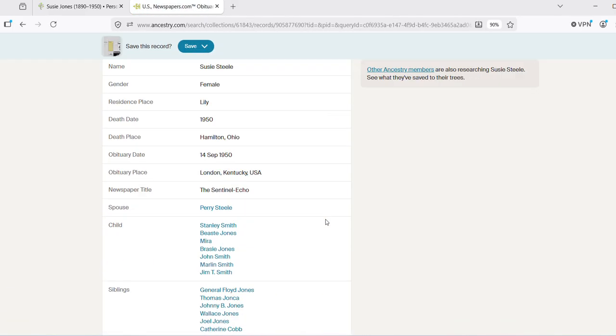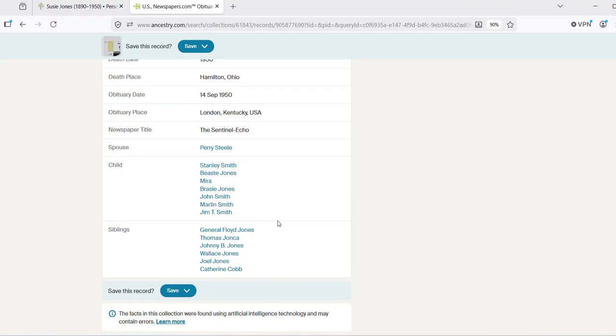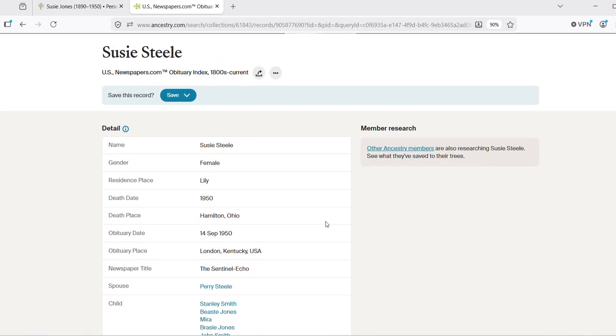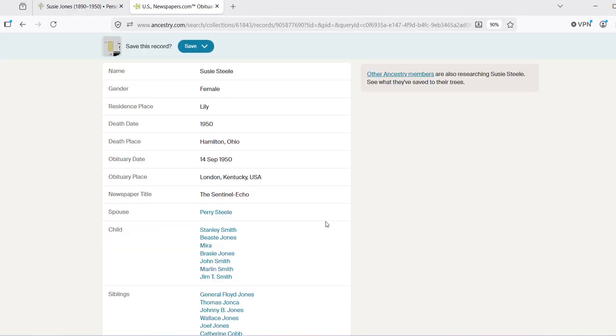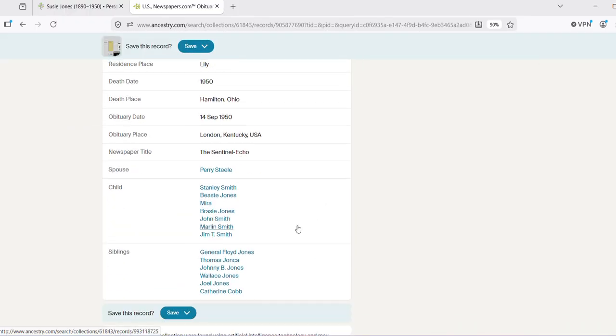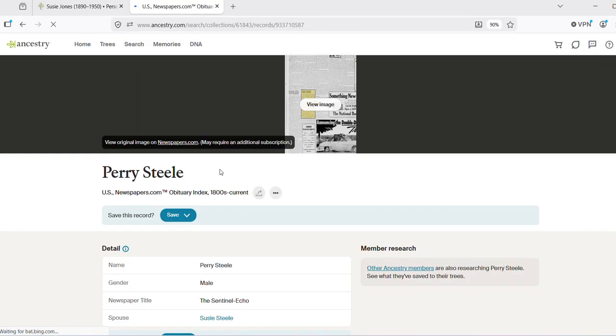Here in her obituary, she died in Ohio. She was buried in Kentucky. But here are her children, Smith, Smith, Smith, and siblings, Jones, Jones, Jones, and there's a sister who's probably married. So as you might understand about Ancestry, if you don't, I'll show you. When you click on someone else, there's Perry Steele.